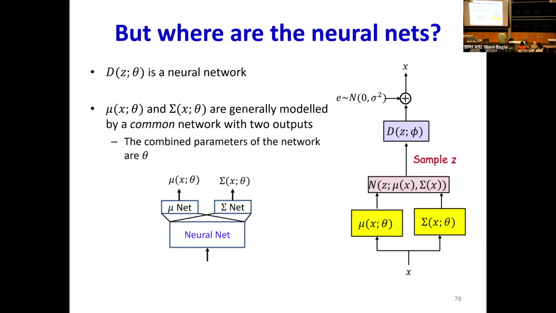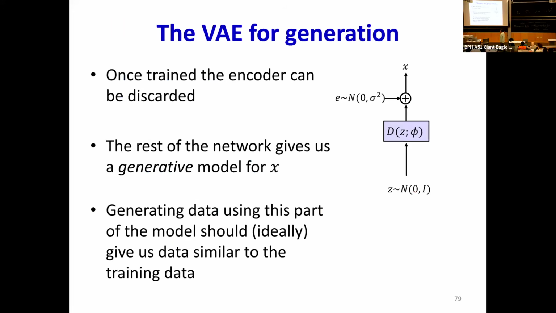Where are the neural networks? This guy, of course, is a neural net, and this is a neural net with two outputs, the mean and the variance. Easy, right? And so this is what it looks like. This encoder is a neural net which produces a mean and a variance. It has a common set of parameters. And the decoder is also a neural network, right?